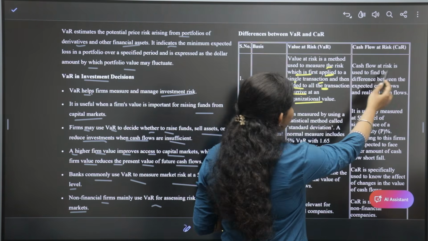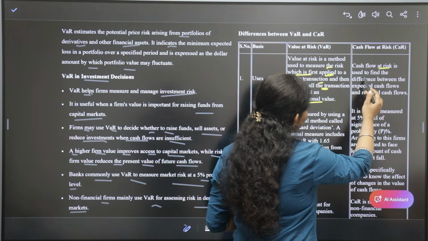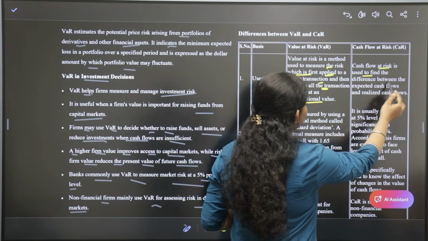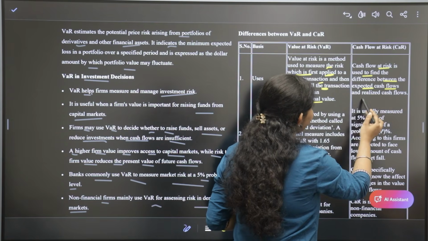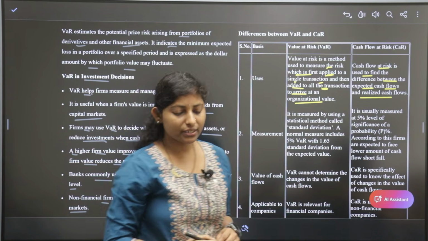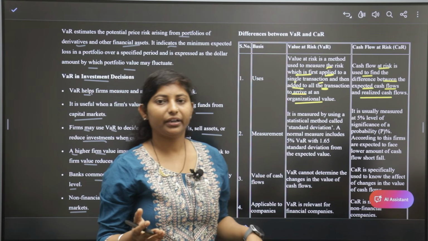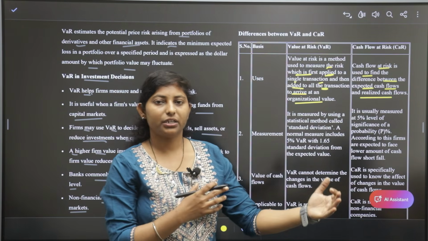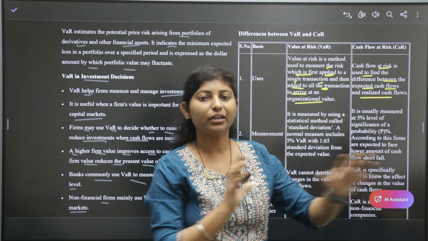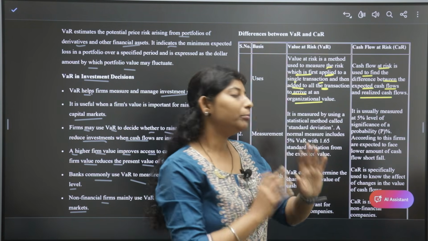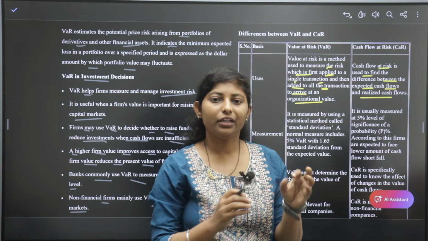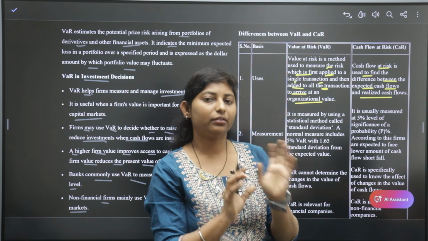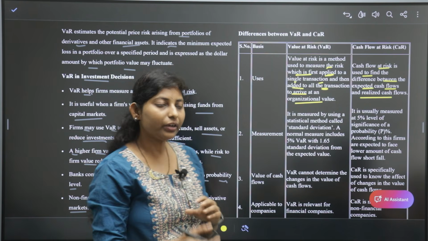In cash flow at risk, it is used to find the difference between the expected cash flow and the realized cash flow. It is nothing but what we expected and how much we got. So what we expected and how much cash flow is actually there, the difference between both will be told by the cash flow at risk. That difference, if it decreased, we say is a risk.